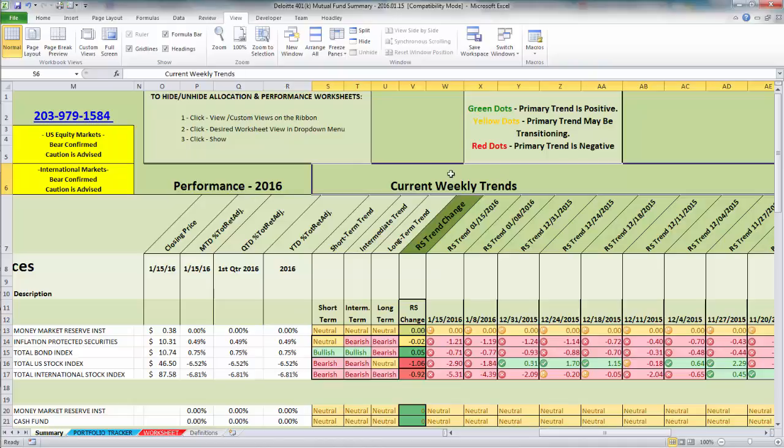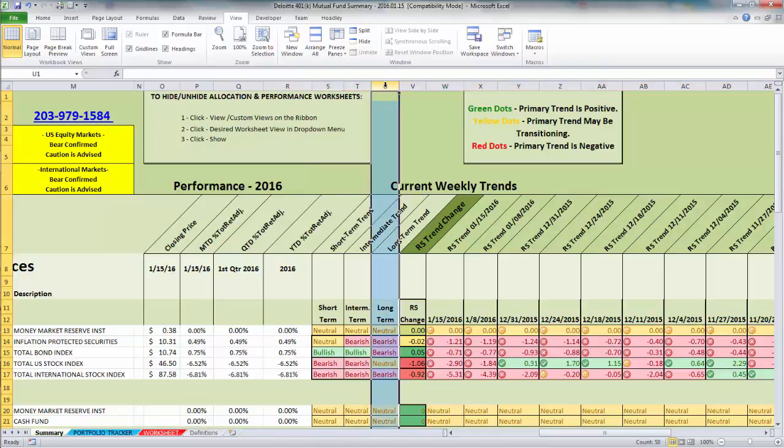And finally, we have our third piece of information. That's the current weekly trends for each of the funds available to you. Three columns are really important. Column U, which is the long-term trend for each of the funds. It's either bullish, bearish, or neutral. Bearish means it's trending downward. Neutral means it's sideways or transitioning. And a green cell in column U means that it's bullish or generally tending to trend higher.